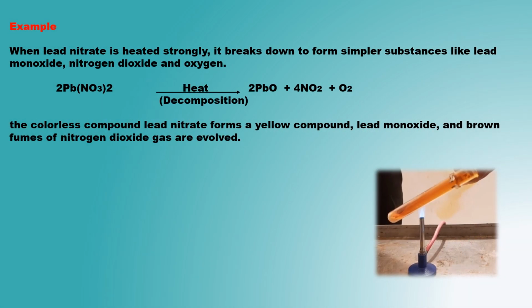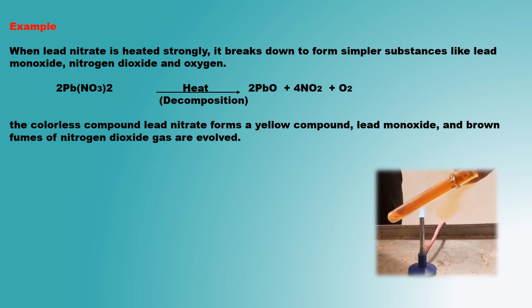When lead nitrate is heated strongly, it breaks down to form simpler substances like lead monoxide, nitrogen dioxide and oxygen. In this decomposition reaction, the colorless compound lead nitrate forms a yellow compound, lead monoxide, and brown fumes of nitrogen dioxide gas are evolved. Here, one compound, lead nitrate, is breaking down to form three compounds, lead monoxide, nitrogen dioxide and oxygen, so it is a decomposition reaction. Since the decomposition of lead nitrate is brought about by heat, it is actually an example of thermal decomposition.